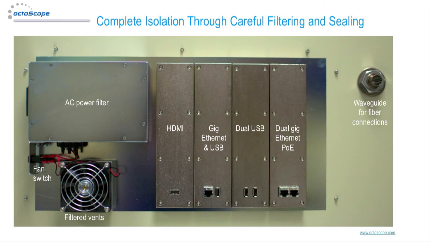Filtering of all copper lines entering the test space is key to maintaining isolation, since metallic Ethernet, USB, HDMI, and other such cables are essentially antennas picking up and carrying interference between the outside environment and the test environment. This slide shows high-speed data filters located in the back of the octoBox. A waveguide filter is also provided for fiber optic connections.